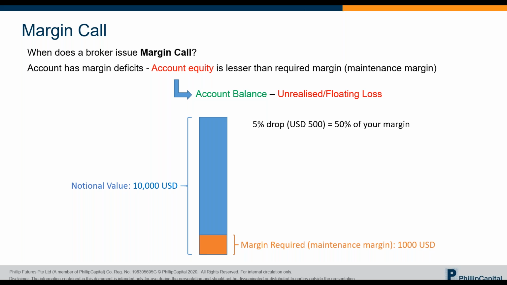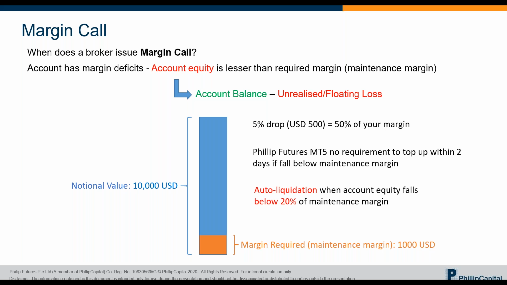50% unrealized loss. Okay, so what happens is that usually brokers will give you 2 days to top up for margin call in order to bring your equity back to the required margin. So failing to top up to meet the required margin will result in brokers liquidating your position.